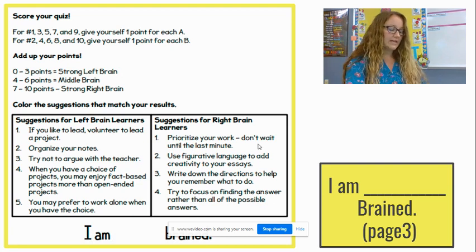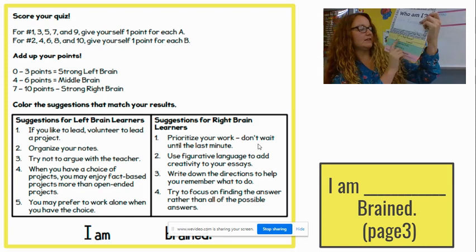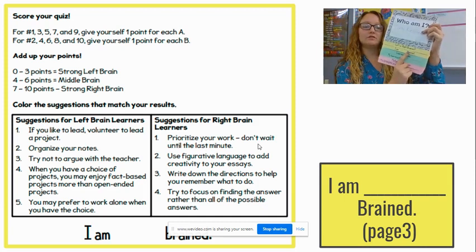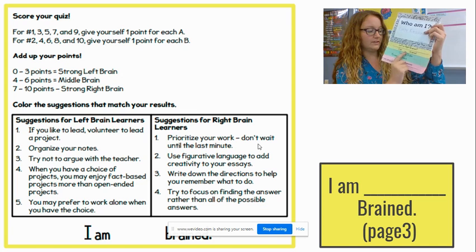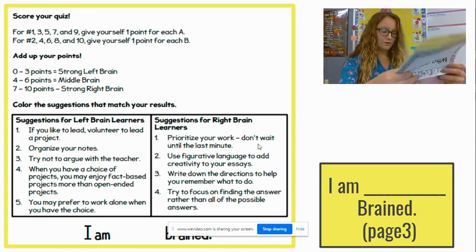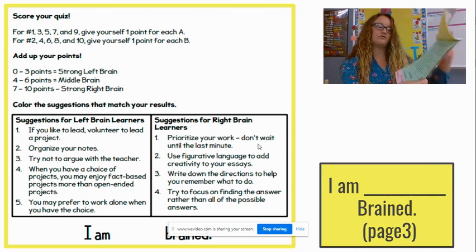And if you notice at the bottom of page 3, there's a blank: I am blank brained. You can write in there left, you can write middle, or you can write down right. So feel free to fill in that answer for what side brain you are. And then we will start with page 4, which is the learning styles. It's green.